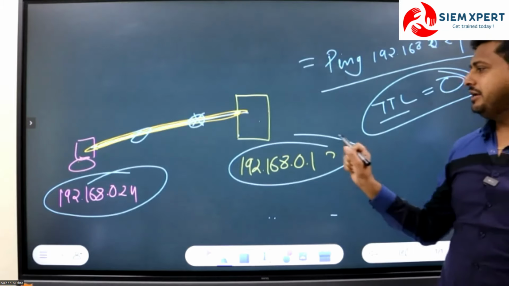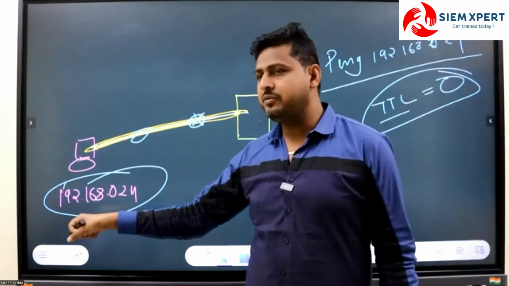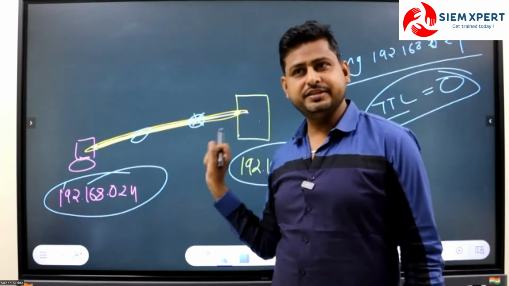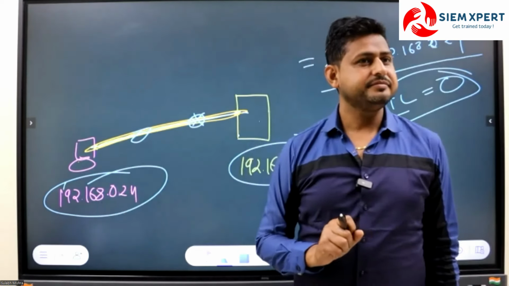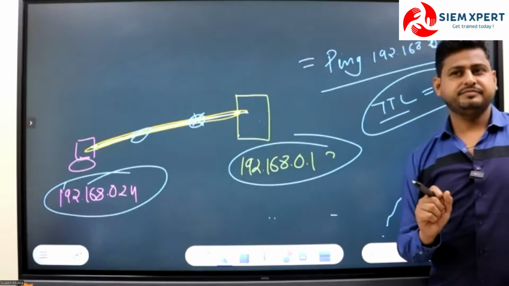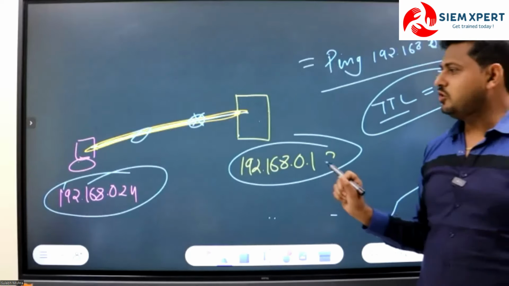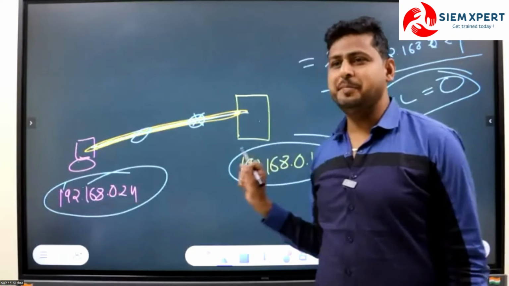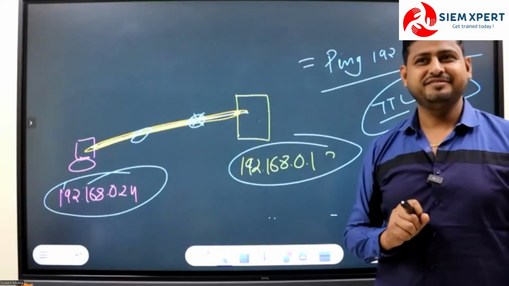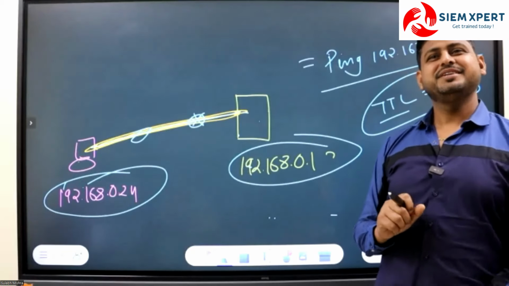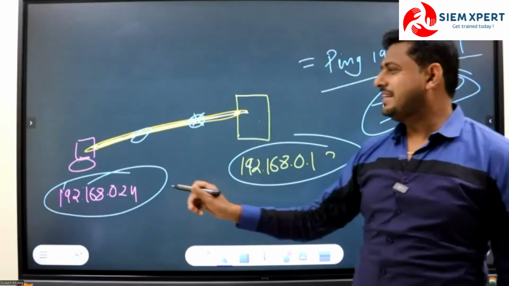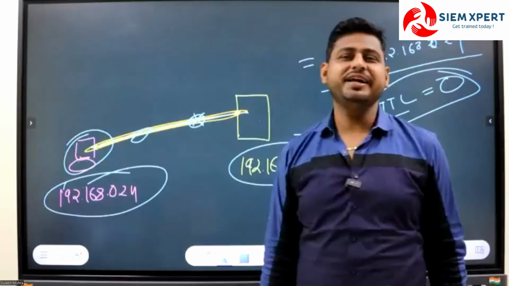So why am I pinging from here? Can't I ping from there and check? Yes, we can ping from there, but we have only read access for this. So why am I not pinging from there? Because we may not have access to it. We have only read access. That Windows server is not in our ownership.